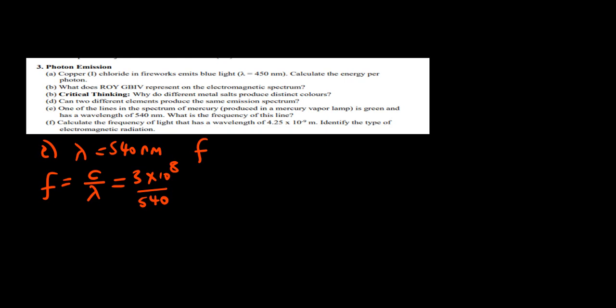What are you going to say? Nanometers, we've said, is times 10 to the power -9. And you just solve like that. What are you going to get as your frequency? On my end, I'm just getting 5.56 times 10 to the power 14. This is in hertz, those are the units for frequency. So this would be the frequency, the cycles per second of this wave.